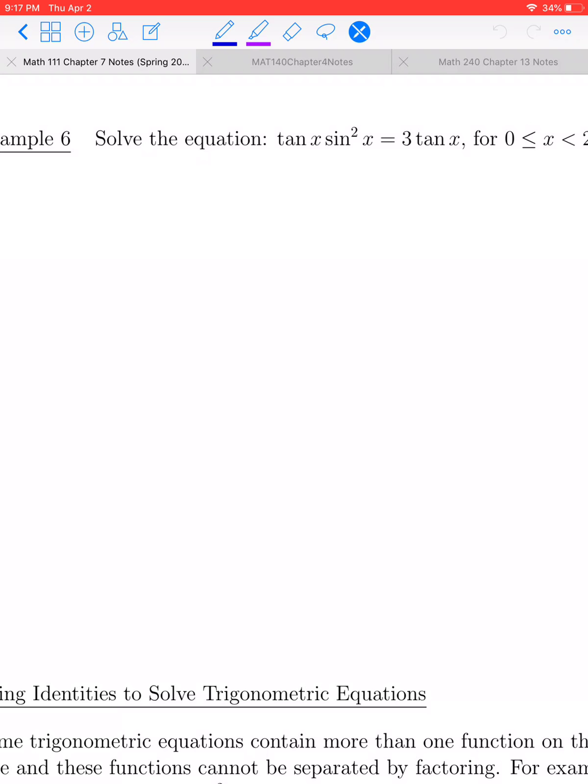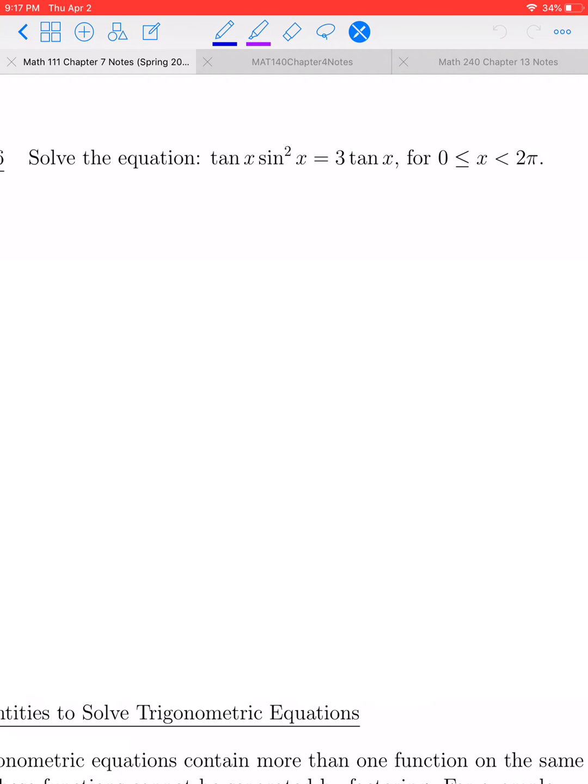In example 6, they want us to solve the equation tangent x sine squared x equals 3 tangent of x, and we're still only looking for solutions between 0 and 2 pi. Well, for this kind of equation, there's precisely two terms, one on the left-hand side, one on the right-hand side, and both of those terms have a tangent of x in them. So let's try to get one side to 0.